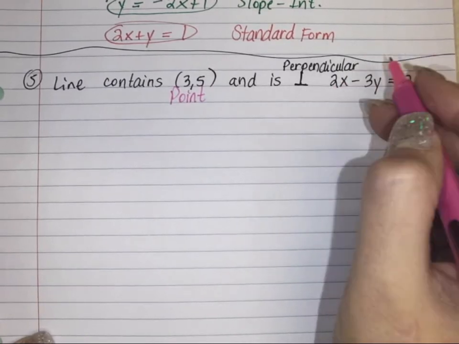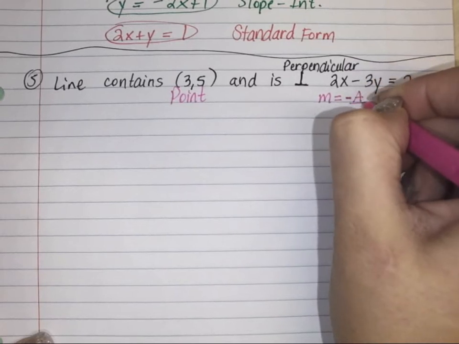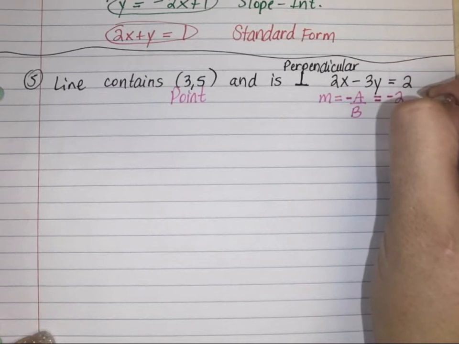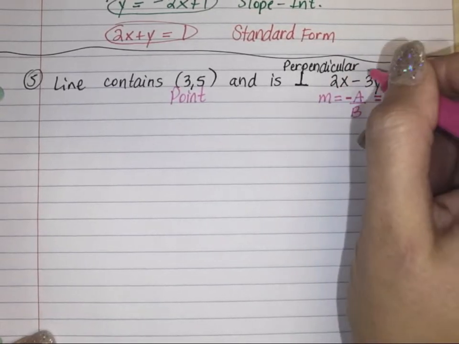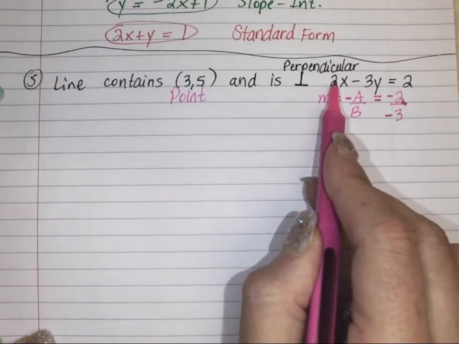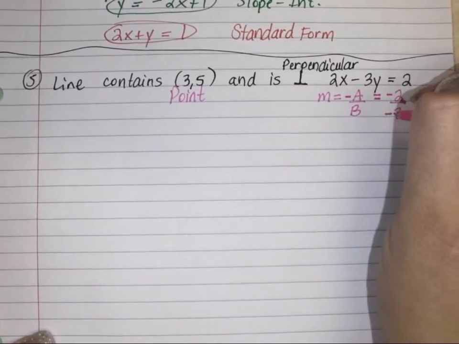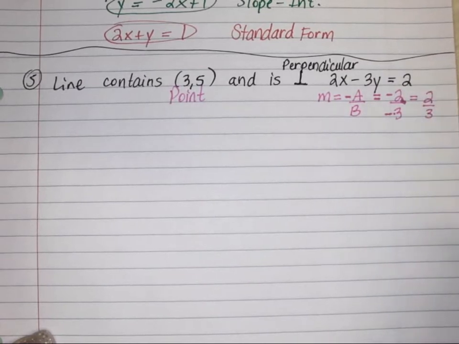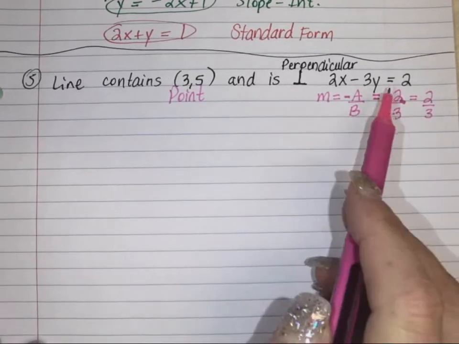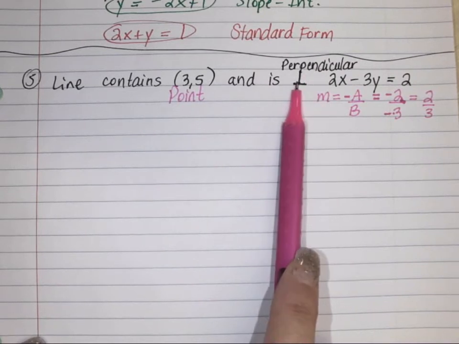Your slope that you're given, remember your trick or shortcut is negative a over b when it's in standard form. So do the opposite of the number in front of x, so negative 2. The number in front of y is negative 3. So it's always the opposite of the number in front of x. The number in front of y stays the same. Negative negative makes a positive 2/3. But you need to be very careful.